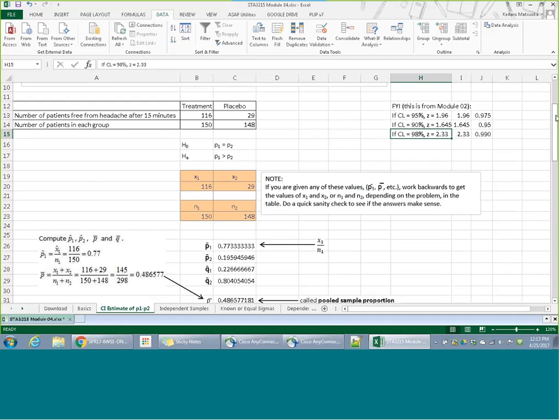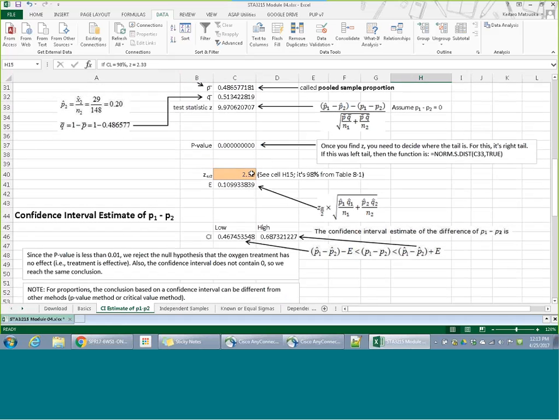Okay? So if it's 98%, you know how to calculate this critical value from module 2. So use 98%, it's going to be 2.33. That's why I have 2.33 here. And that will in turn calculate the margin of error. And we're doing this because you need a margin of error to calculate the confidence interval.